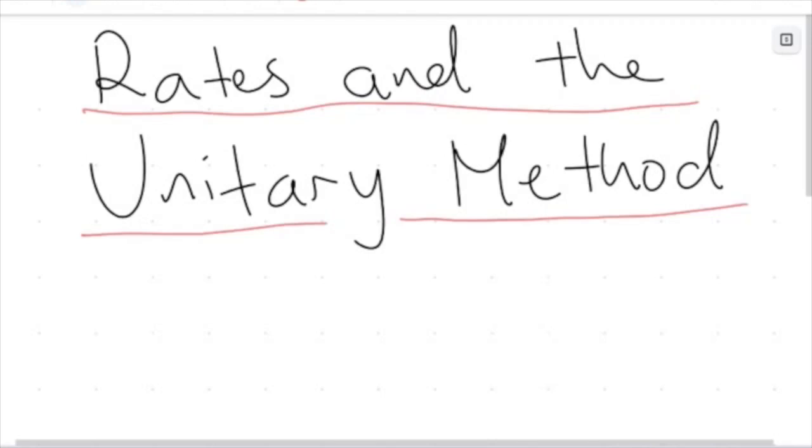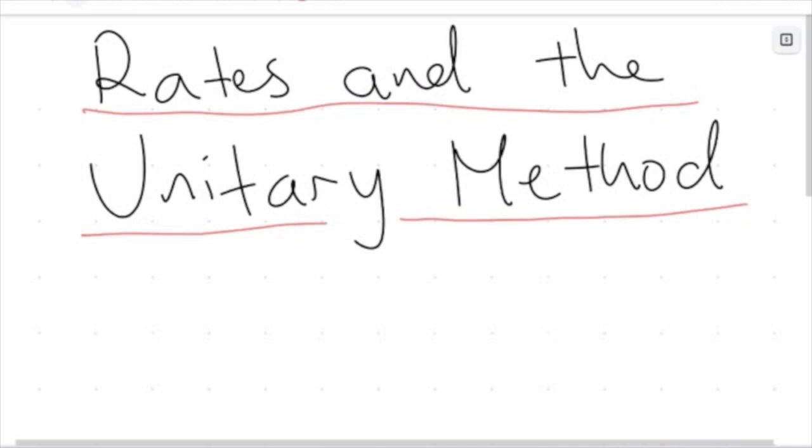Now today we're going to be talking about rates, but specifically through the concept we've touched on before, which is the unitary method. This idea of bringing everything to one, or bringing certain values in our question to one, because one is a very useful number, right? We can get any number to one, and we can make any number out of one. One is like the building block of all numbers, essentially.